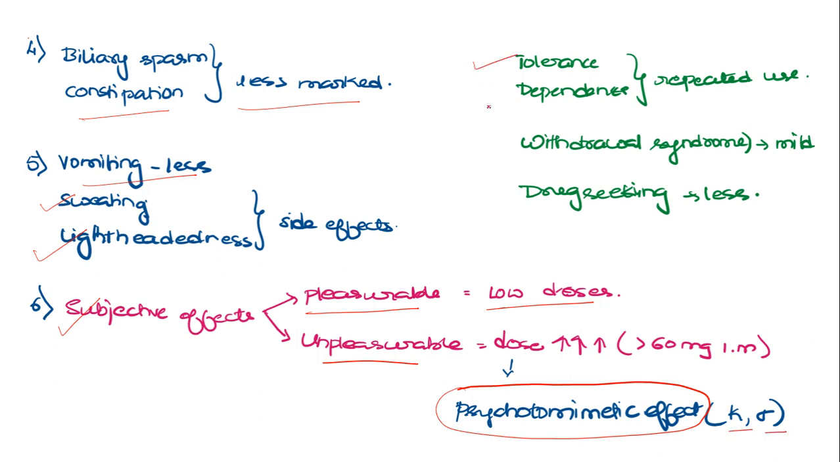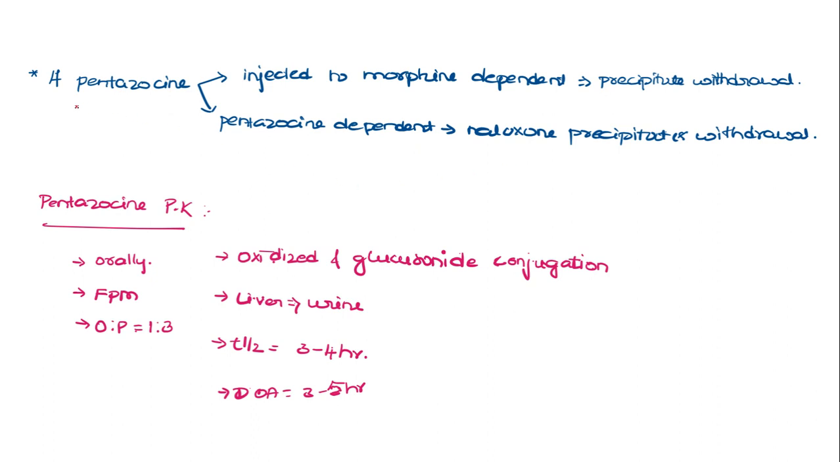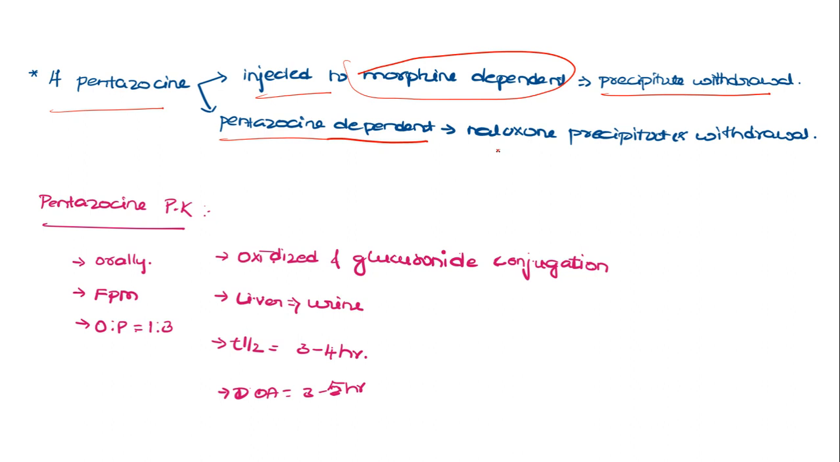And with respect to tolerance and dependence, they will develop only after repeated use of these drugs. Whereas the withdrawal syndrome is very mild and the drug seeking behavior is less. If pentazocine is injected to morphine dependent individuals, it can precipitate the withdrawal syndrome in such patients. And also, a very important thing is that in pentazocine dependent individuals, if you give naloxone at higher doses, it can precipitate the withdrawal reaction.